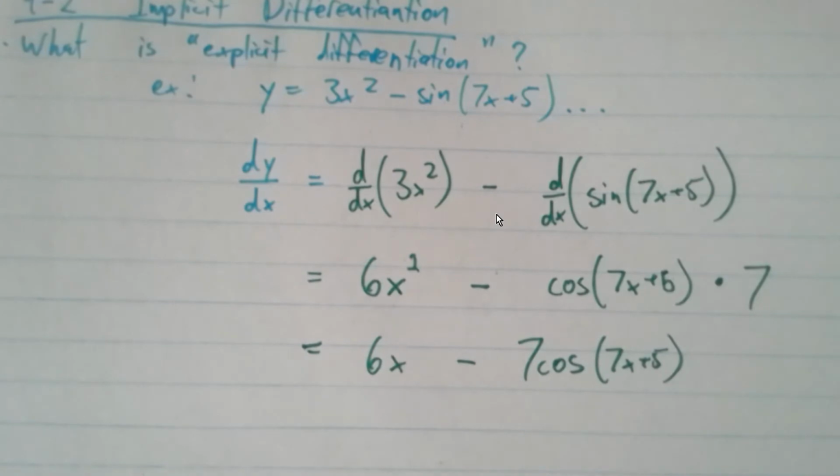Without looking at my work, can you just do that in your head? What is the derivative of 3x squared? What should that be? It's 6x to the first power. Does anybody remember what the derivative of sine of anything that's in there is? Like, what is the derivative of sine of whatever it is that you put into sine? Cosine. So that's no problem.